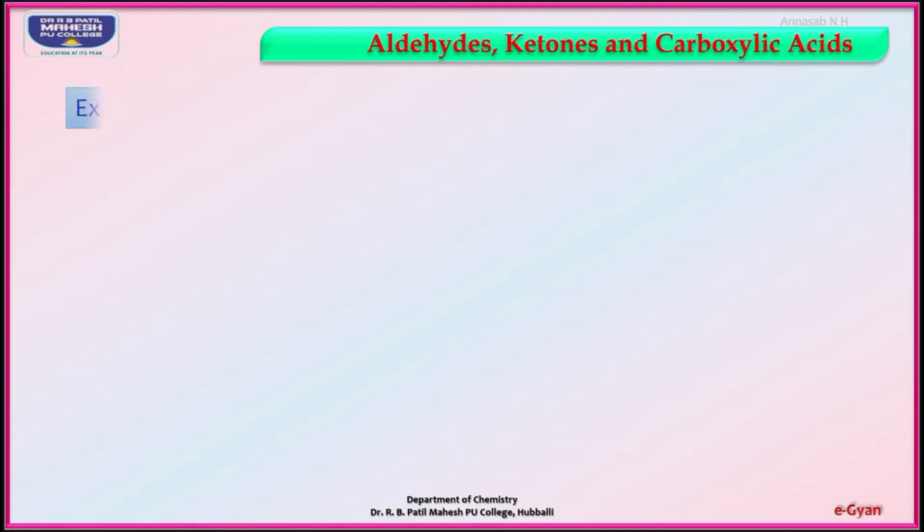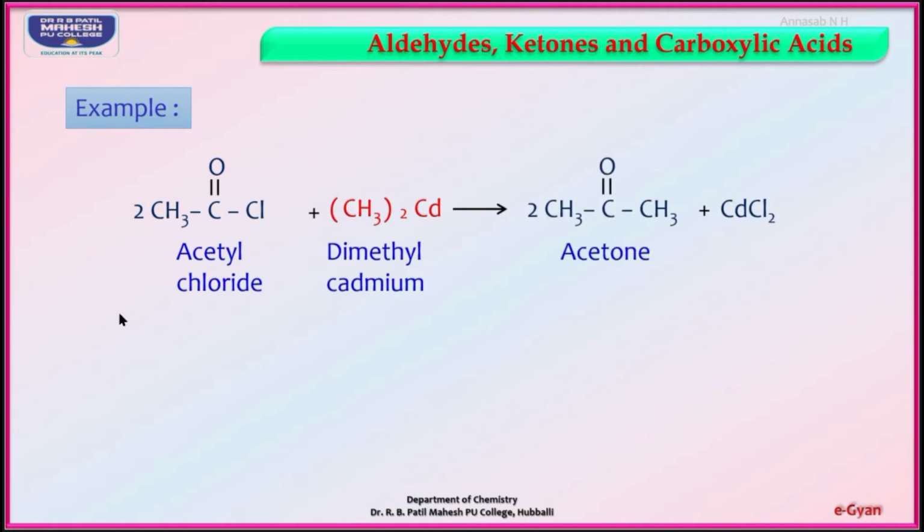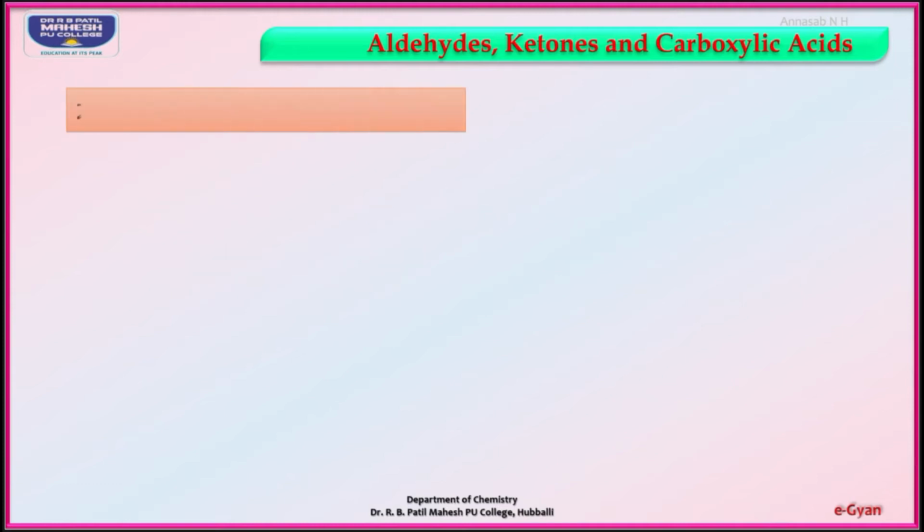Next example, CH3COCl, acetyl chloride, when it reacts with dimethyl cadmium, it gives rise to acetone. Instead of CH3 groups, you can change C2H5, C3H7 or C6H5, etc. Moving to the second method of preparation of ketones, it is from nitriles or cyanides.